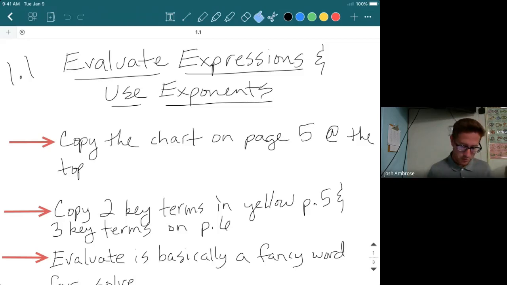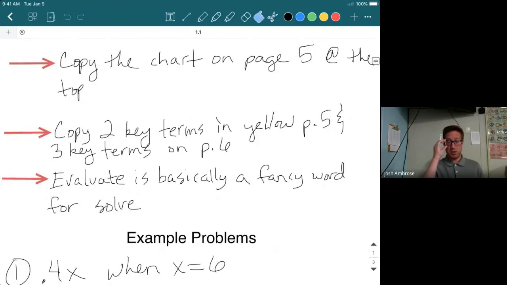Okay, let's get rolling. So again, you can pause the video, you can rewind the video, do all that necessary stuff to help you best. Okay, here we go. You will need to copy the chart on page 5, right there at the top. Let's start by doing that. Pause the video, take care of that. All right, you're coming back.